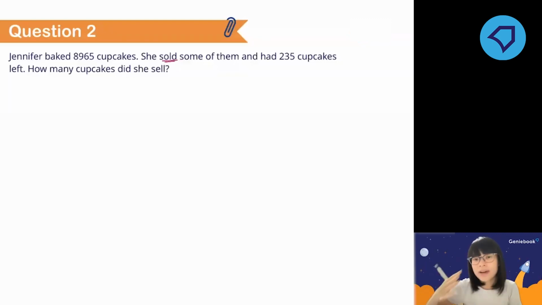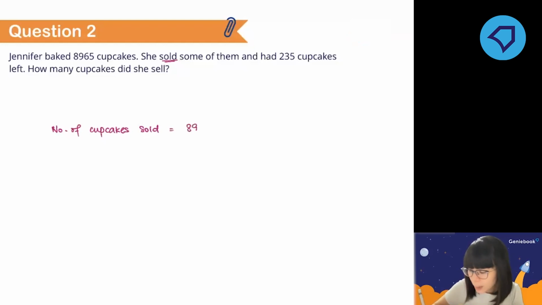So she sold and you want to find how many did she sell? So you can find the number of cupcakes sold. So you need to take the total number of cupcakes at first, minus away how many she had left in order for you to find how many she sold. So all of you can give me the correct answer. Well done, well done.